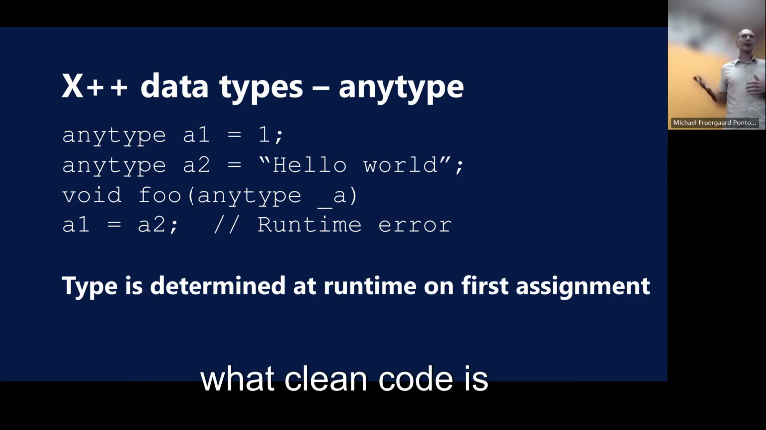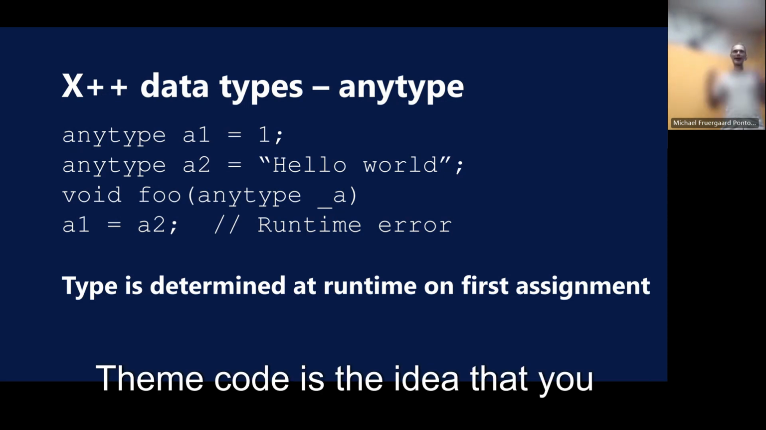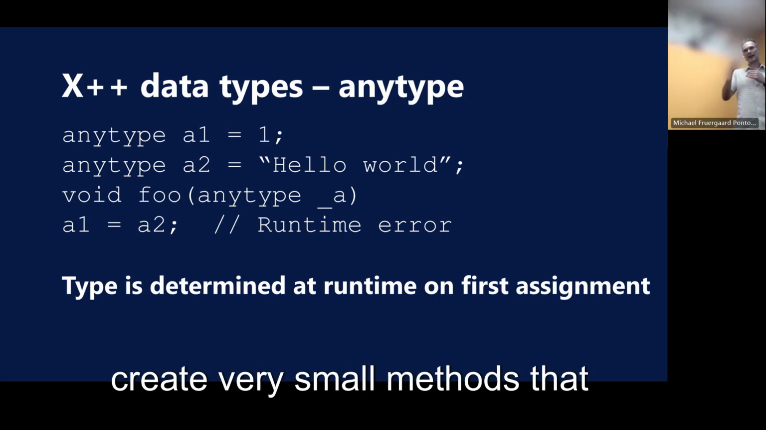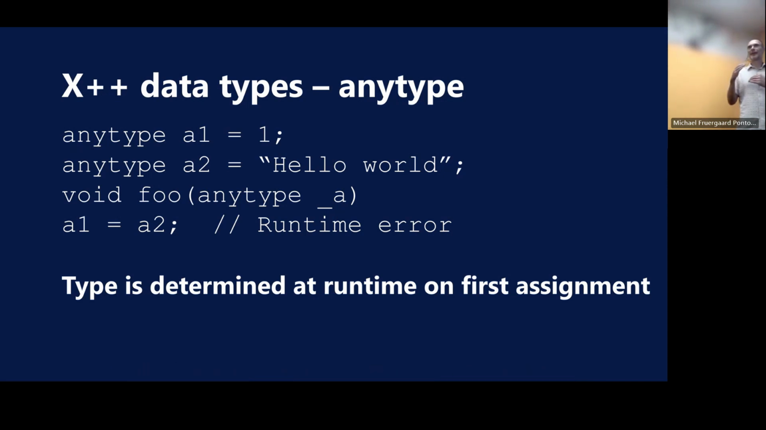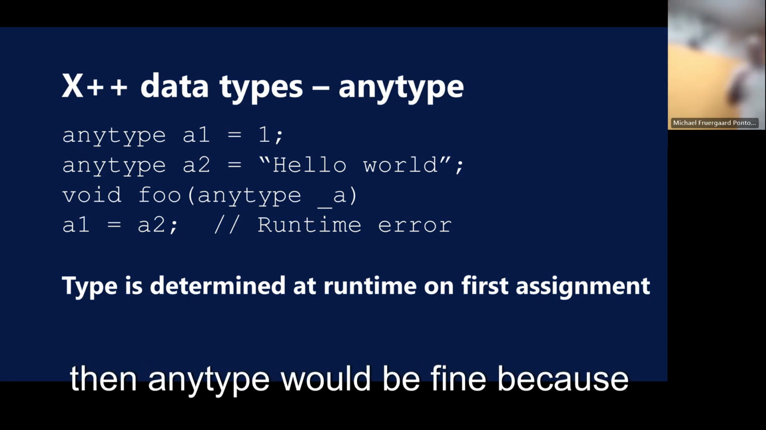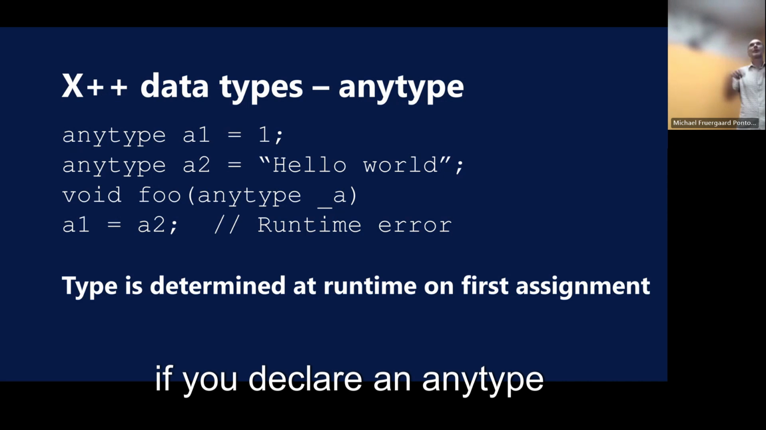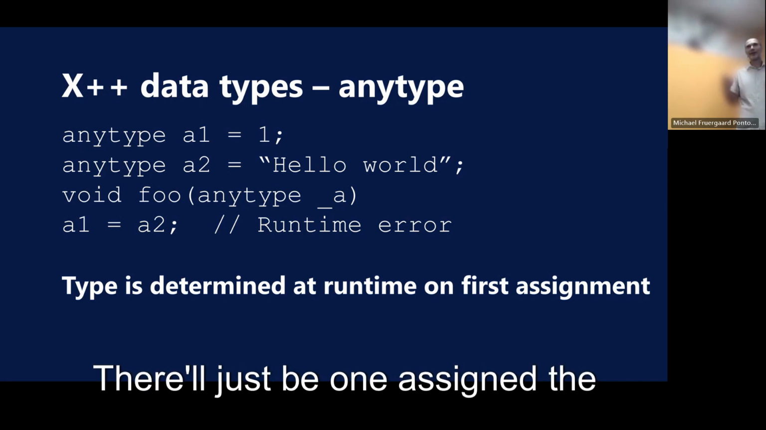Do you guys know what clean code is? Clean code is the idea that you create very small methods that have one purpose only, that's well defined, as small as possible. If you write code like that, then anytype would behave fine, because if you declare an anytype, it will just do one thing, it'll just be one assignment.